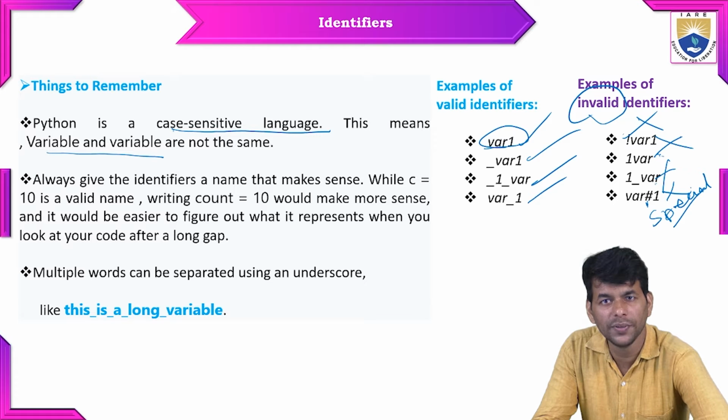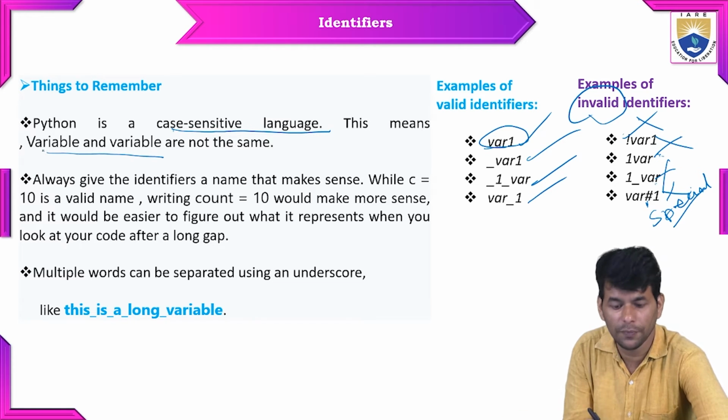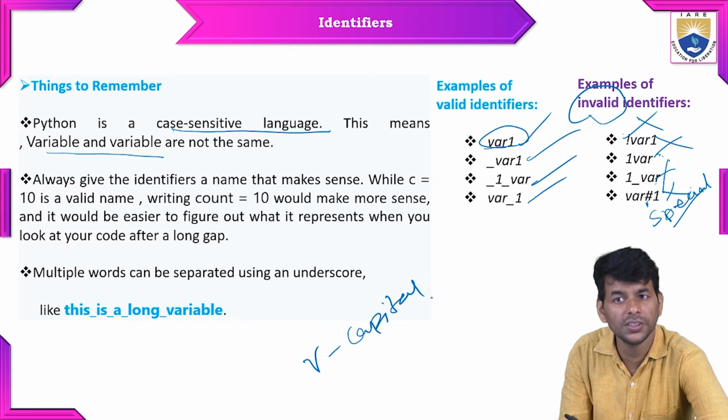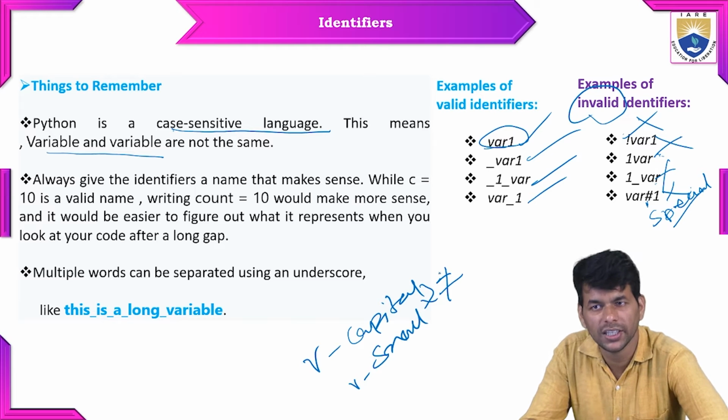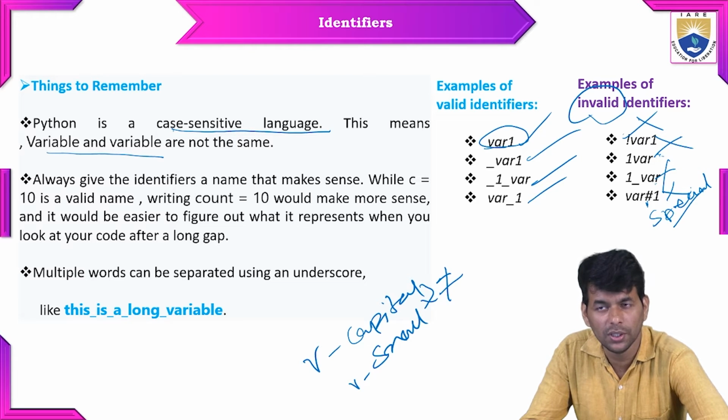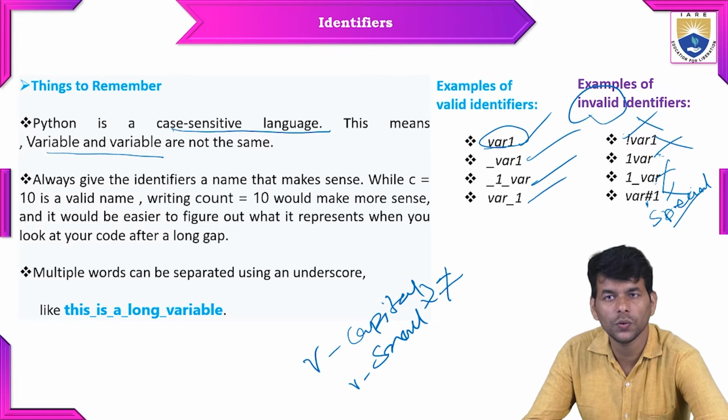The difference is that in the first one the V is capital, and in the second one the V is small. That means an uppercase letter is not equal to a lowercase letter. That's why this variable and Variable are not the same. So this is what case sensitive language means.